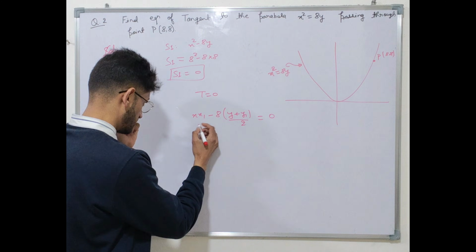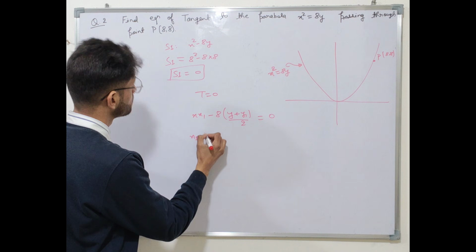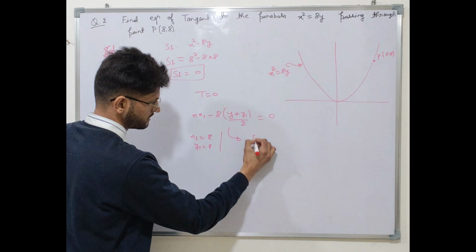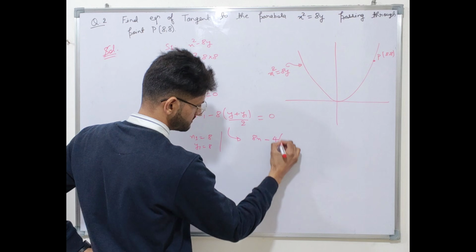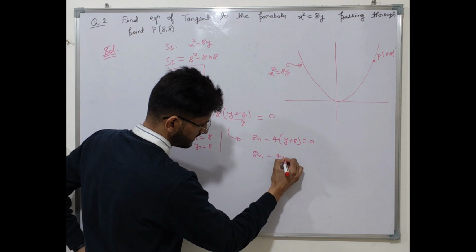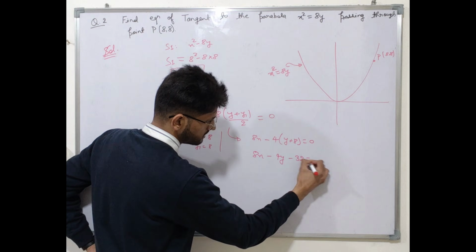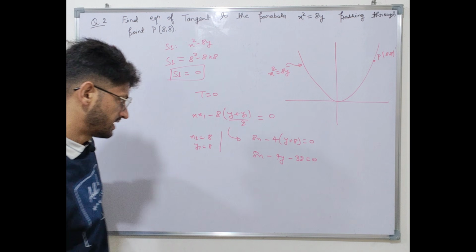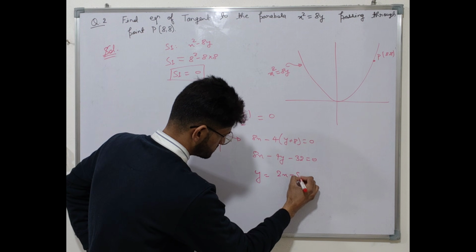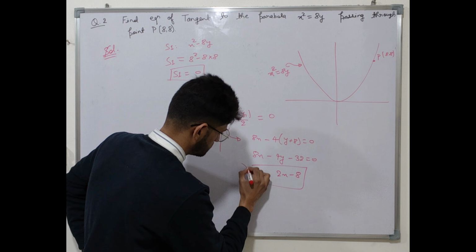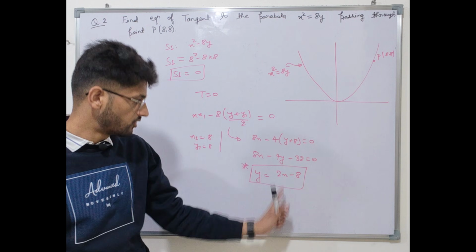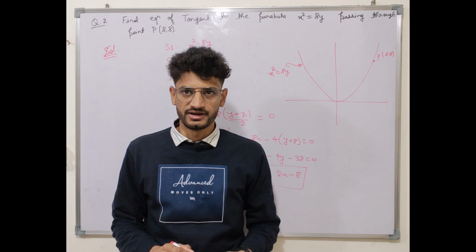Since T = 0, now we can substitute x1 with 8 and y1 with 8. So we can write the equation of tangent as 8x minus 4 times (y plus 8) equals 0. On more simplification, 8x minus 4y minus 32 equals 0. Again, we can rewrite it as y equals 2x minus 8. So this is our final equation of tangent, y = 2x minus 8, on the parabola x square equals 8y at the point P with coordinates (8, 8).